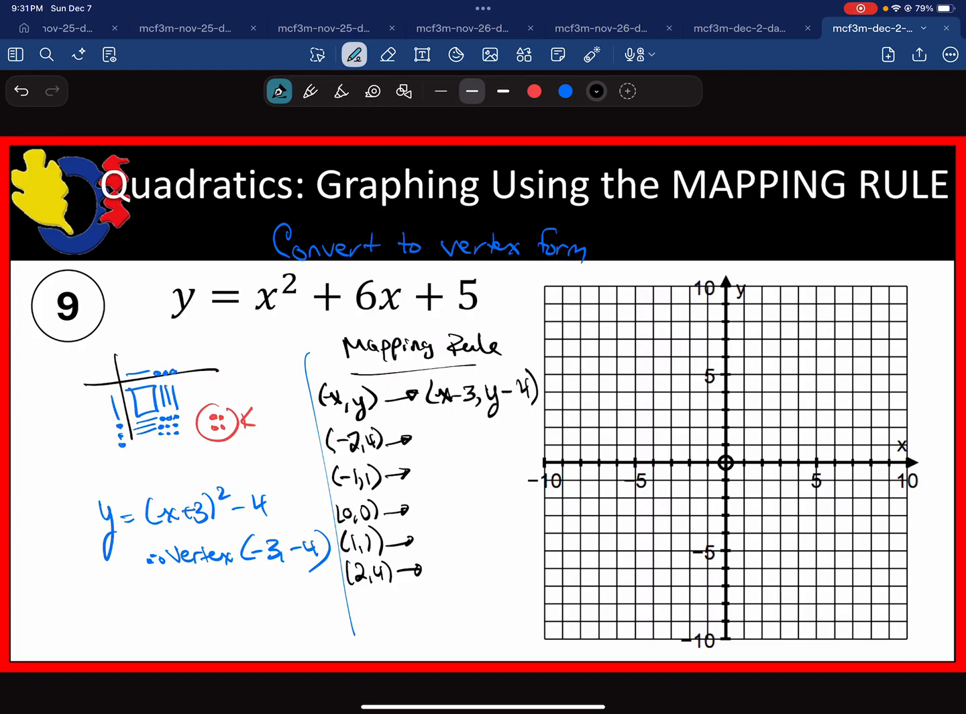All right, so let's go ahead and substitute in. So negative 2 minus 3 is negative 5. 4 take away 4 is 0, so negative 5 comma 0. So here we get negative 4, negative 3. Here we're going to get negative 3, negative 4. Again, that's my vertex. Negative 2, negative 3, and negative 1, and 0.